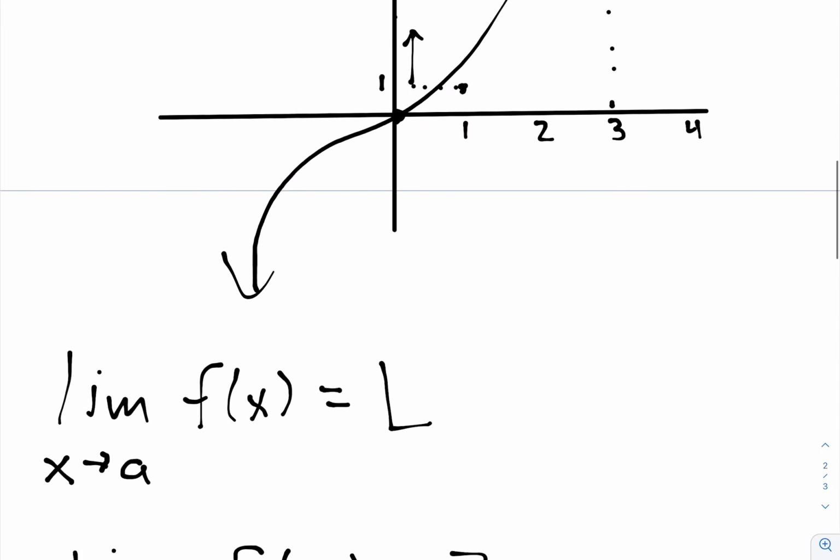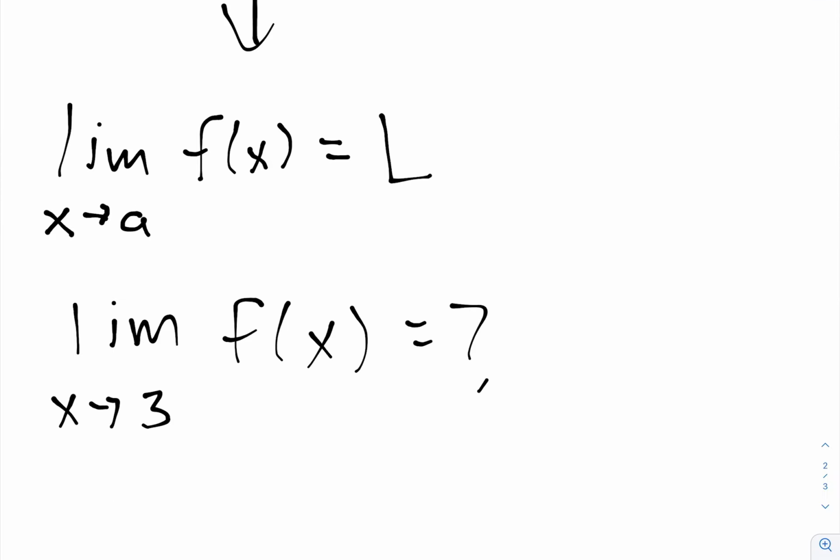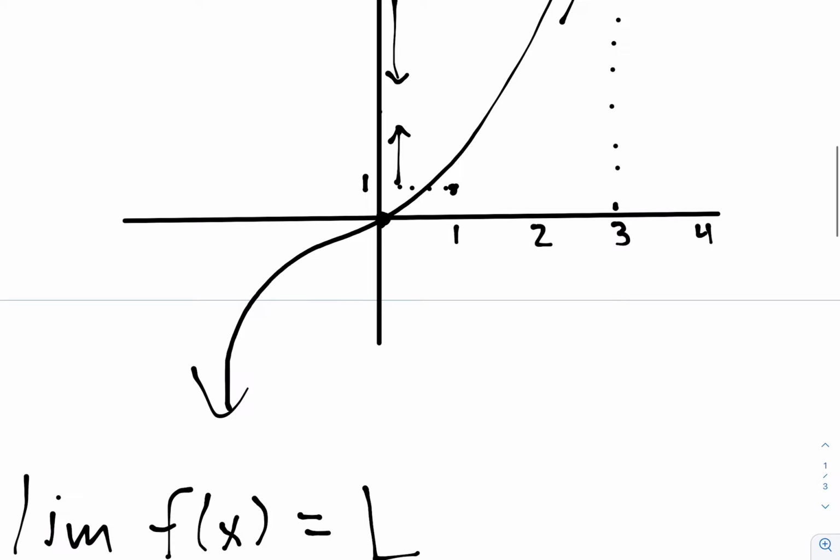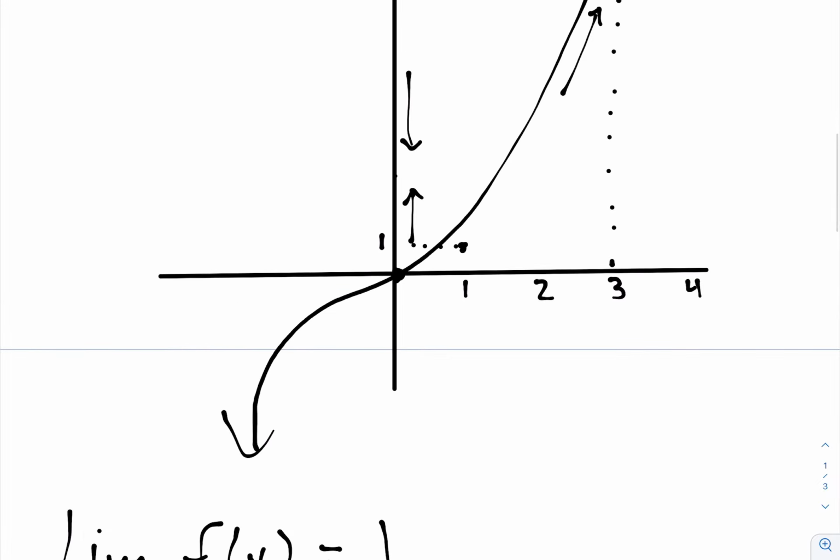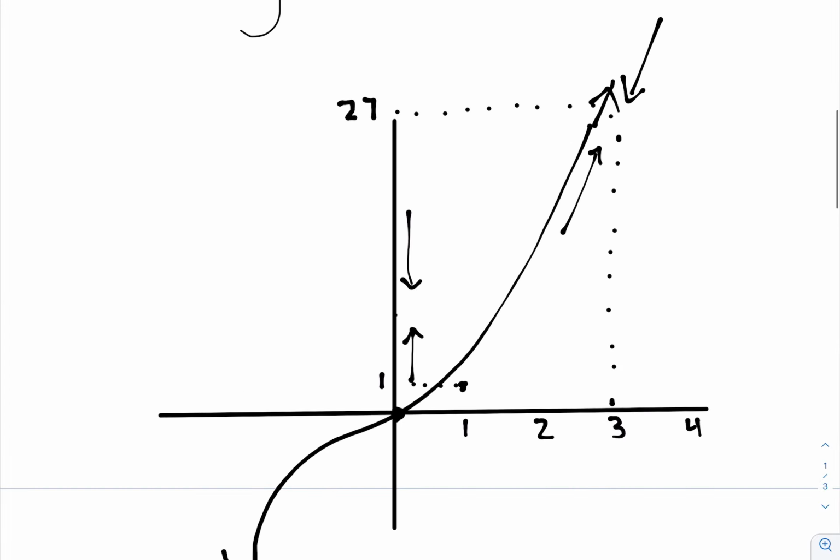So our answer for the limit of f of x as x approaches 3 is the function evaluated at 3, which is just 27. Since polynomials are continuous, evaluating their limits is super easy. It's just like finding the value of the function at x equals 3.